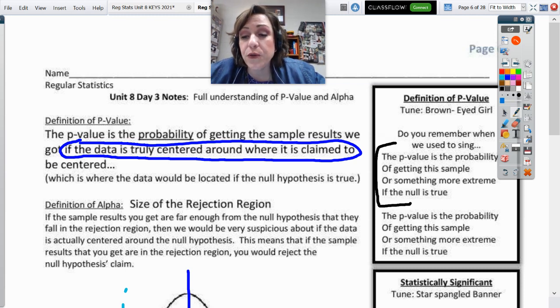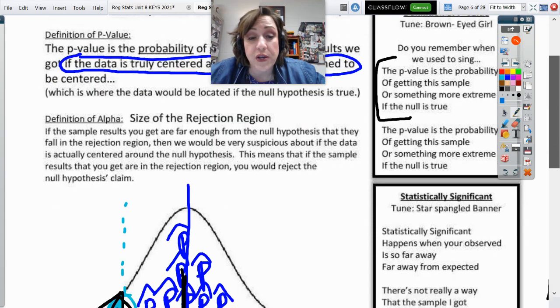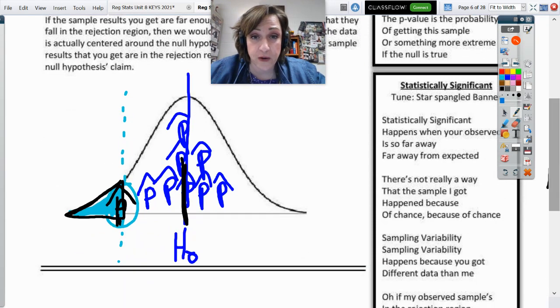The p-value is the probability. So we're going to compute that of getting this sample or something more extreme if the null is true. So if the data is really centered here.